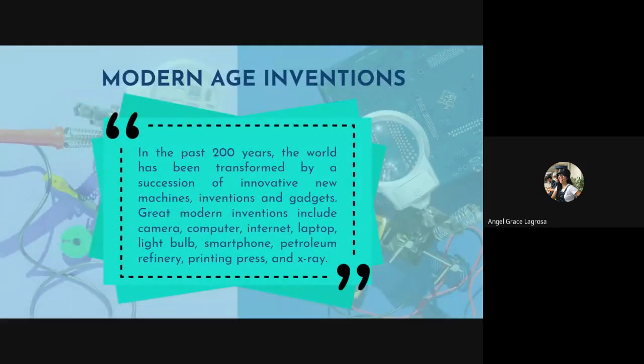In the past 200 years, the world has been transformed by a succession of innovative new machines, inventions, and gadgets. Great modern inventions include camera, computer, internet, laptop, light bulb, smartphone, petroleum refinery, printing press, and X-ray. Next slide, please.